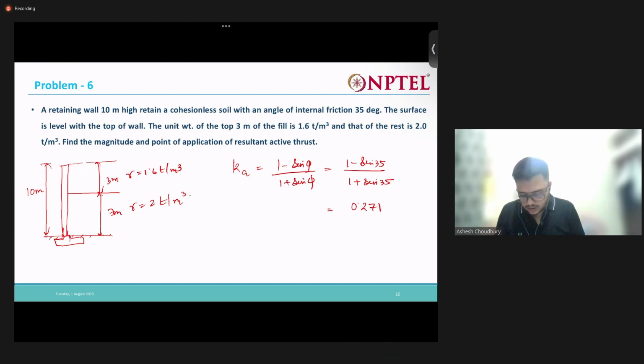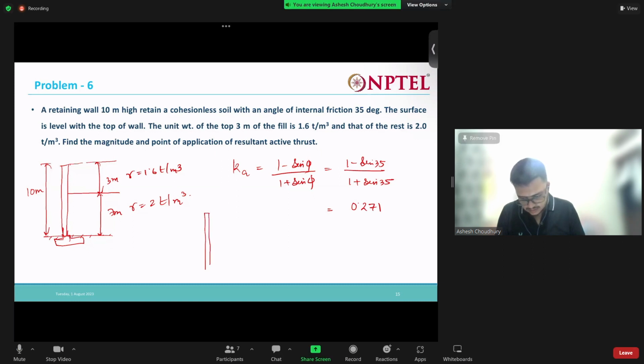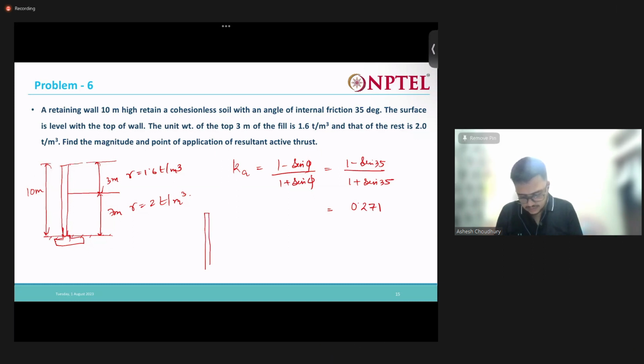Okay. So now, see, this is the wall, right? So for the first 3 meter, the pressure triangle will be something like that, right? So what is the value here? It's 3 meters. Small p1 will be nothing but 0.271 into 16 into 3. Let us say g is equal to 10.